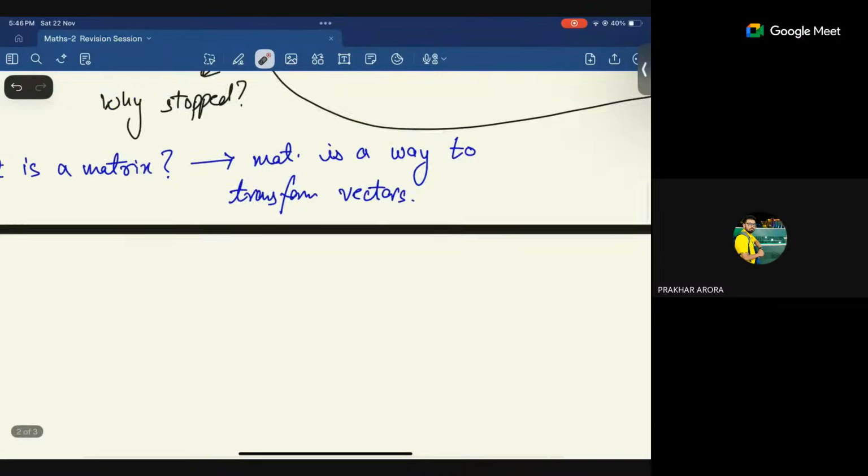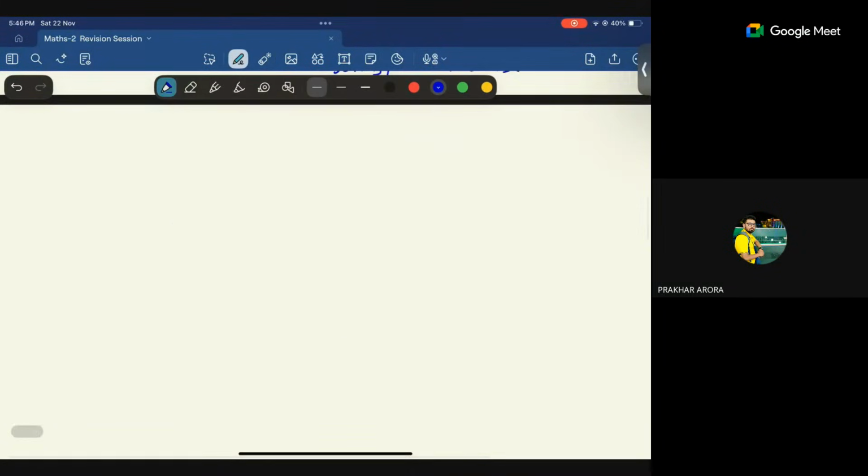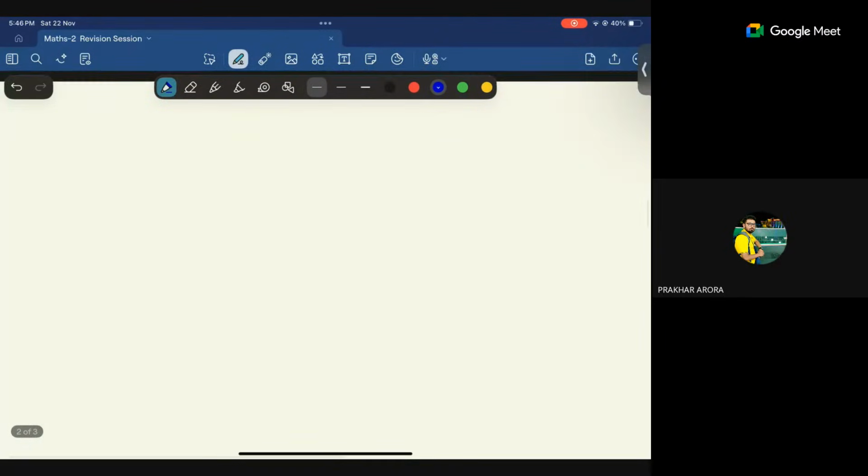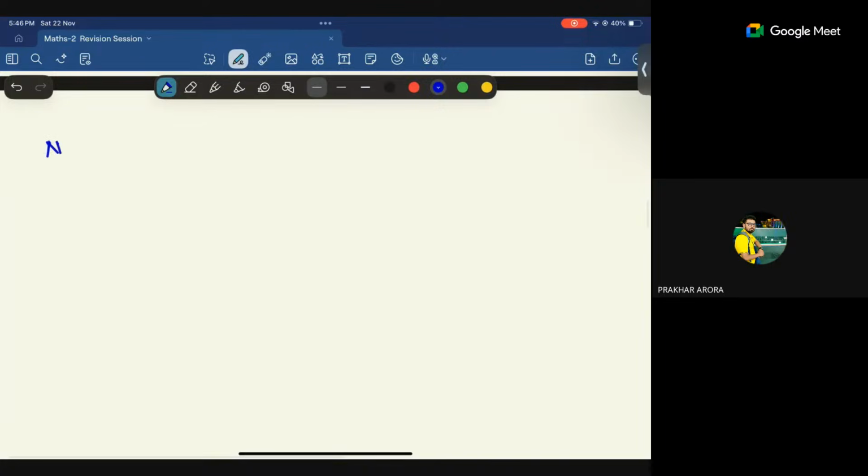I am going to continue from here, that Ax is equal to 0. Here we stopped at this definition, that the null space of A is equal to the set of x such that Ax is equal to 0. Right, now what is Ax equals to 0? Let's talk a little about this part here. Now see what is going to happen here.